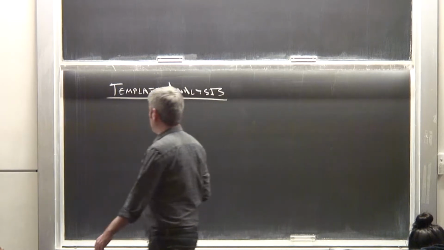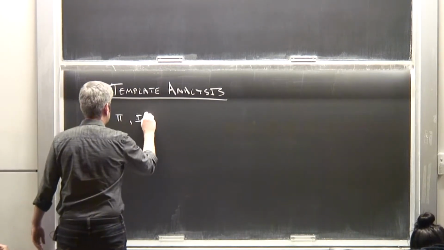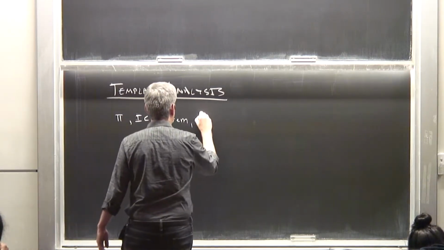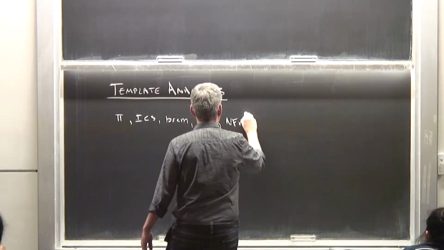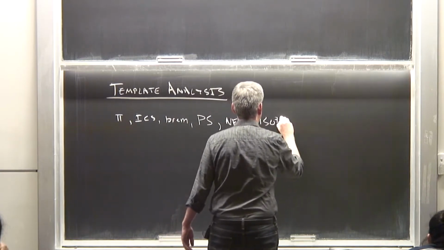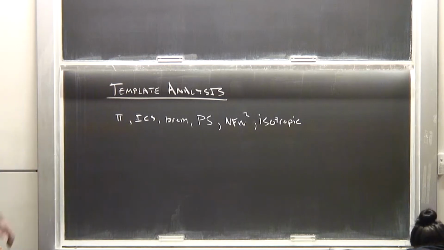So for example, I might have a pion, ICS, Brem, known point source catalog, NFW squared, isotropic templates. That would be a common combination you could do.